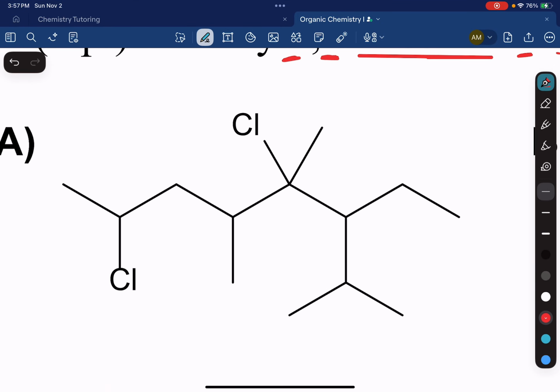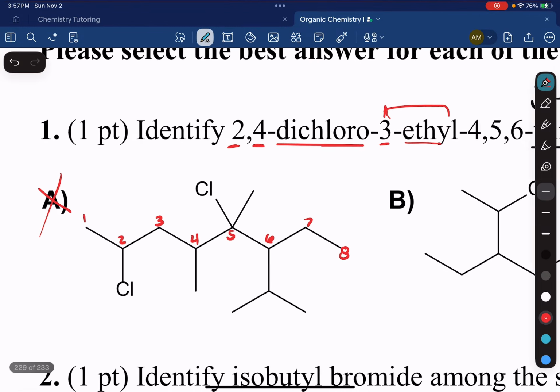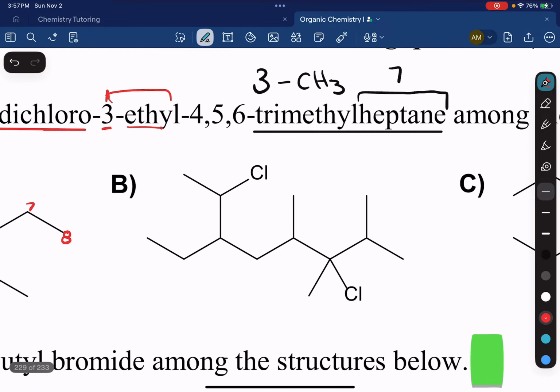Okay, we've got 1, 2, 3, 4, 5, 6, 7, 8 carbons. Now, I haven't even checked to see if this is the longest carbon chain, but right off the bat, we've got 8 carbons. Can't be A, right? We're looking for a heptane, which is 7. This has 8.